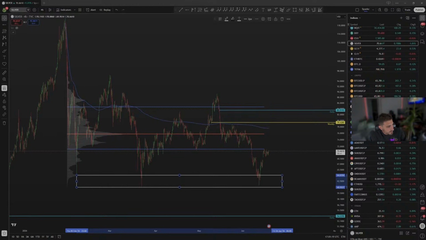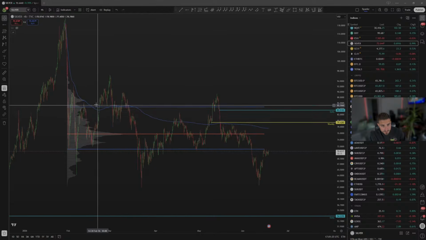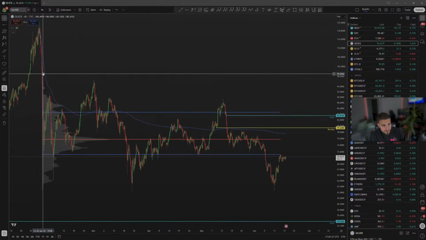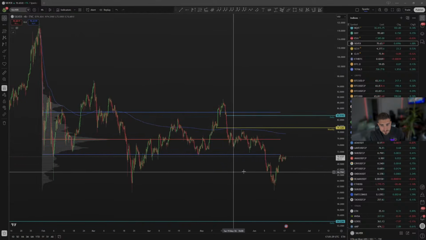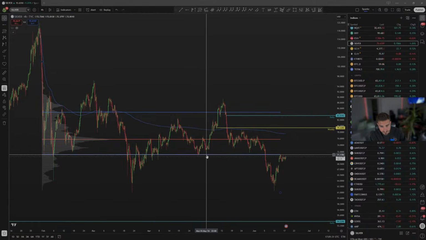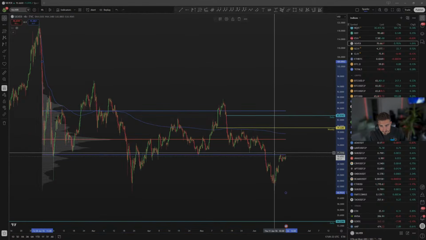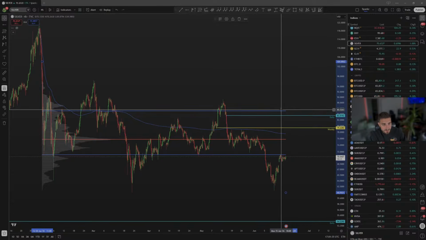Just making sure I have all this pulled up for you guys. Okay, so you can see here just from a simple fixed range volume profile. Again, we're just assessing the fixed range, the profile pull of everything that's happening in here, okay? So here's your value area low, point of control, value area high.